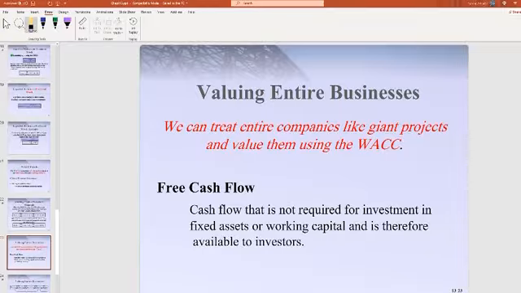So why free cash flow? Because free cash flow is the cash flow that is not required for investment in fixed assets or working capital, and therefore is available to investors. From the name, free, it is available to be distributed to investors. So when we calculate the value of the firm, we use free cash flow.